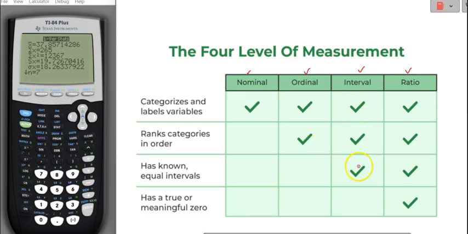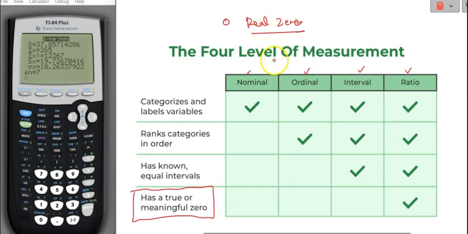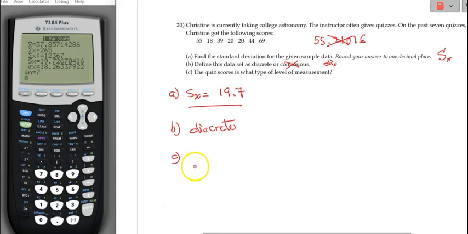So it is interval or ratio, and the difference is whether zero is a real zero or not. What does it mean if you get a zero on the quiz? It is a zero. You cannot pretend it's not a zero. So this is what we call a real zero. It is definitely meaningful, and a zero is going to hurt you so badly on the quiz. So definitely it is going to be ratio, and that's all.